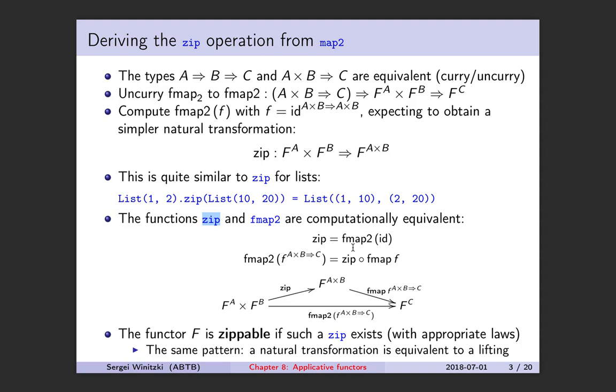There are type classes for that in different libraries. They're called differently. For example, in the cats library, it's called semigroupal. And in the Scala Z library, it's called apply or something like that. Notice also the same pattern, which is a natural transformation is computationally equivalent to a lifting.